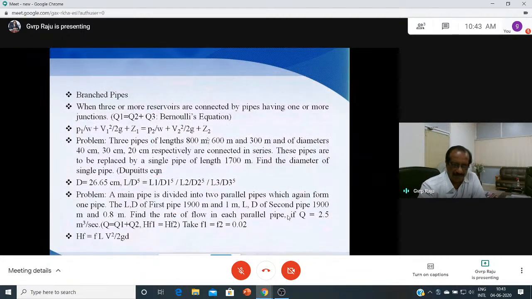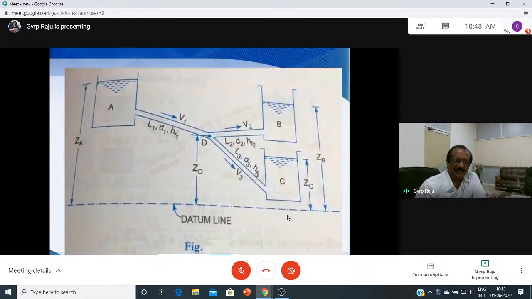And we have the branched pipe, which we have discussed. When we have more than 3 reservoirs connected with the help of pipelines, the entire system is called a branching system, and these pipes are called branched pipes. The assumption is at the junction, where the water comes and flows in other directions, discharge Q1 is equal to Q2 plus Q3, because whatever water comes out is equal to the water flowing into tanks B and C.